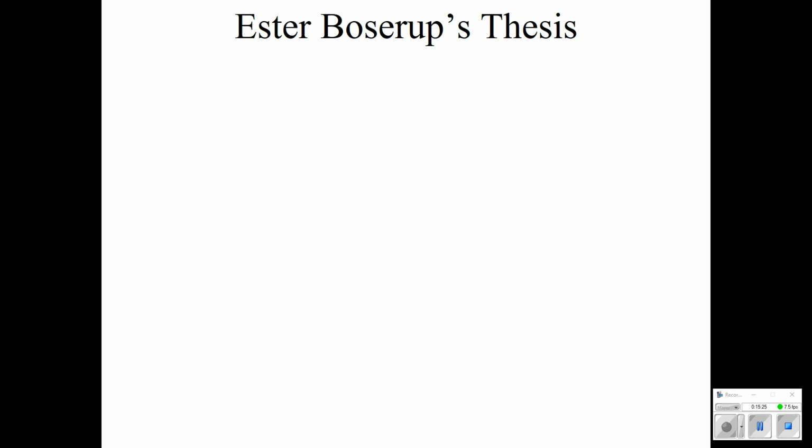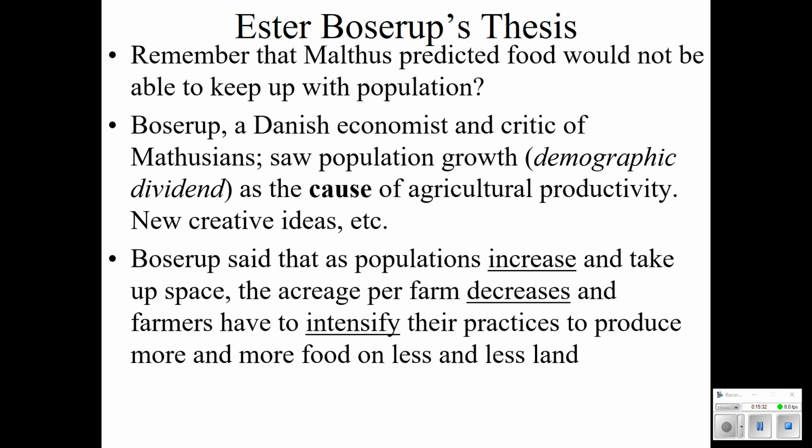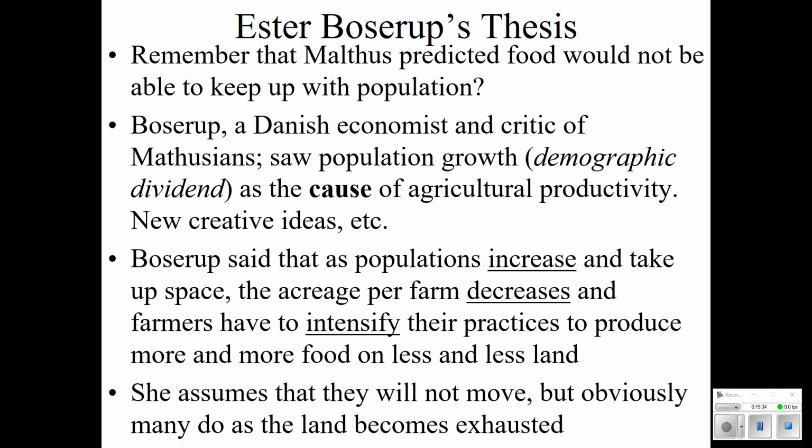Esther Boserup, real quick, let's hit her. It's this thesis that Malthus said there wouldn't be enough food because there were going to be too many people. Boserup's kind of the exact opposite. She sees that population growth is the cause of greater agricultural productivity, because when you have more people, you need to grow more food. And plus, with more people, there's more labor. There's more people that could be smart and come up with good ideas. There's people that will come up with new innovations and new techniques.